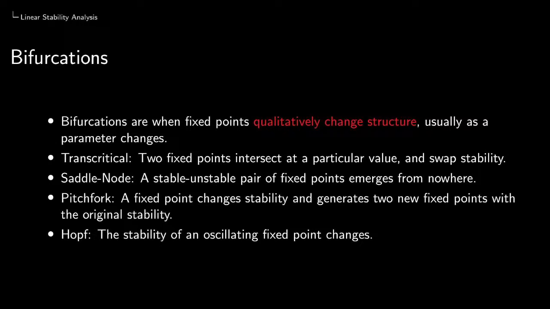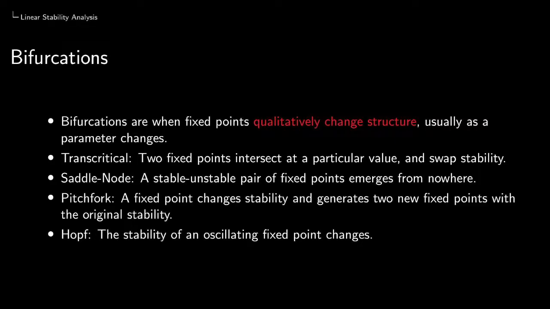This can happen for a number of reasons: temperature changes, or some birth rate has changed, or some parameter underlying the system has changed, and so the structure is now different. A pitchfork is what you get if you have a fixed point that changes stability and generates two new fixed points. It's sort of like a saddle node occurring on top of a pre-existing fixed point. That fixed point gives off its stability or instability to two more fixed points, and it flips.